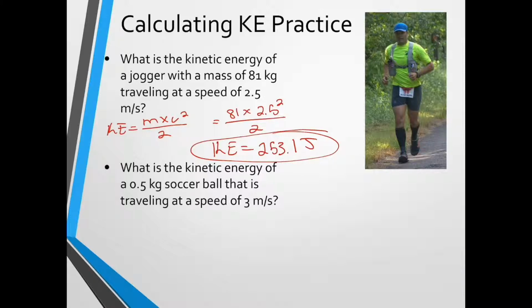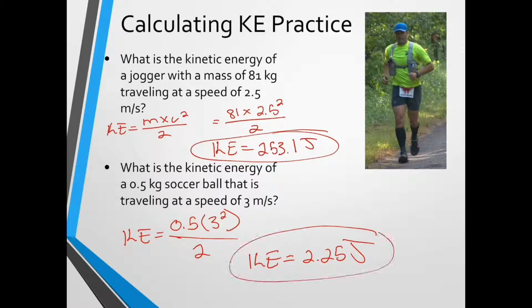What is the kinetic energy of a 0.5 kilogram soccer ball that is traveling at a speed of 3 meters per second? So again, plugging this into the equation above, we're going to put 0.5 kilograms times 3 meters per second and square that, divided by 2. Plugging this into your calculator, you should get a kinetic energy of 2.25 joules.